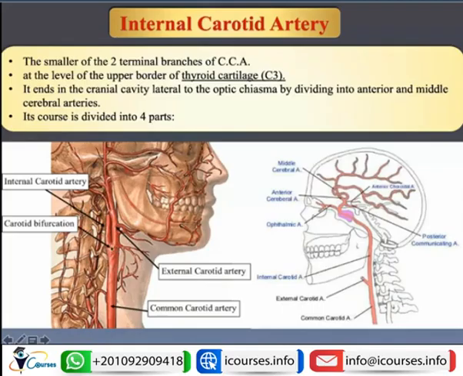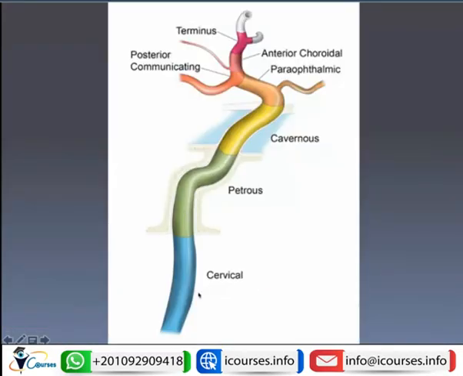The level of bifurcation of the common carotid artery is at the upper border of thyroid cartilage, or at the level of the third cervical vertebrae, and it ends into the cranial cavity lateral to the optic chiasma by dividing into the anterior cerebral and the middle cerebral. The course of this artery is important, and it is important to identify what are its branches and what every branch supplies. So here are the branches of the internal carotid artery.